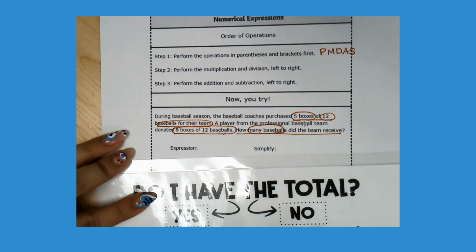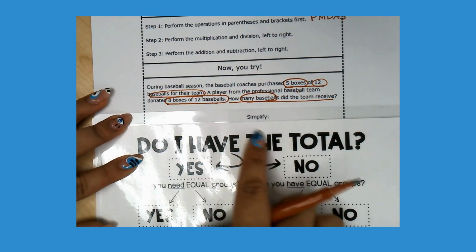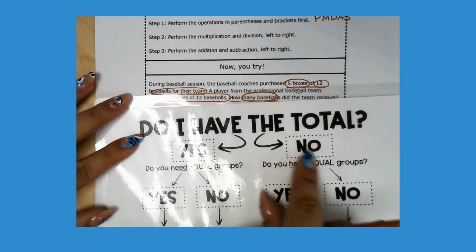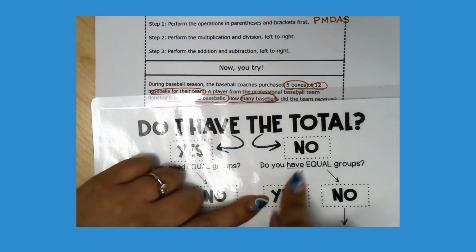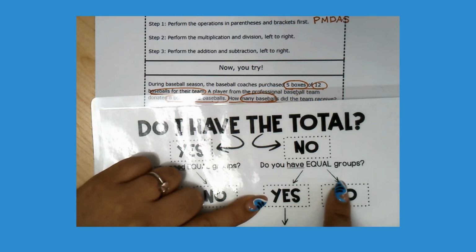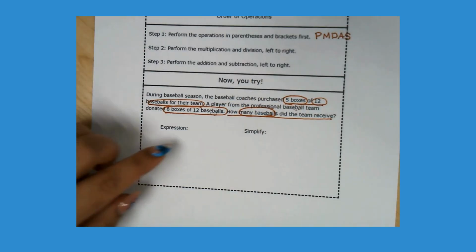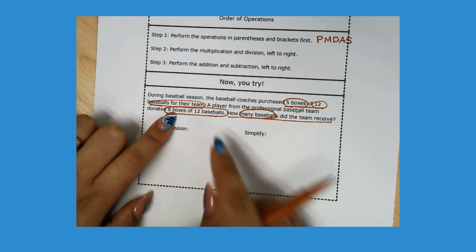Now, I want you to think, I know you have these in the back, okay? First of all, do I have a total of baseballs? I do not. I do not have a total. If I do not have a total, am I making equal groups? I am, so I'm going to have to be multiplying, but there are 2 sets here, 1 and 2.